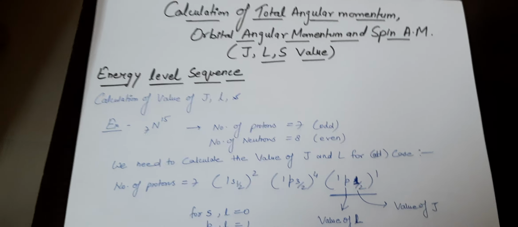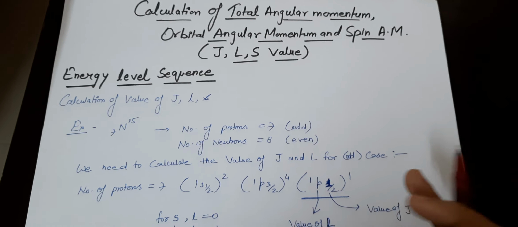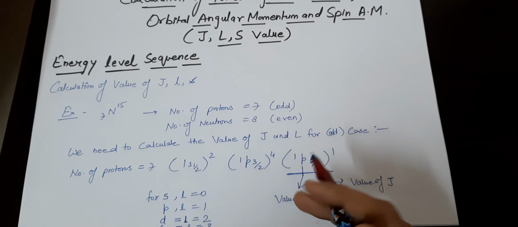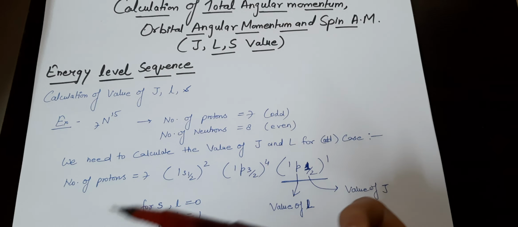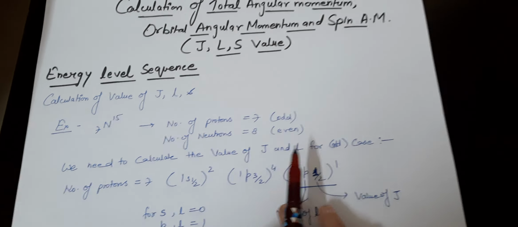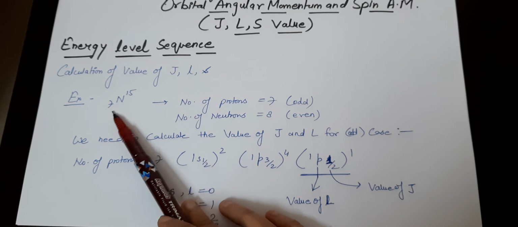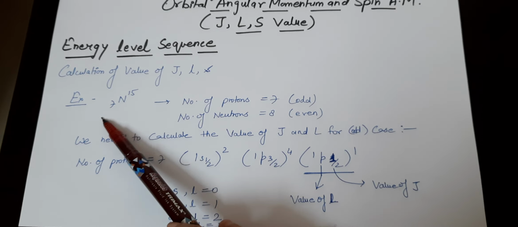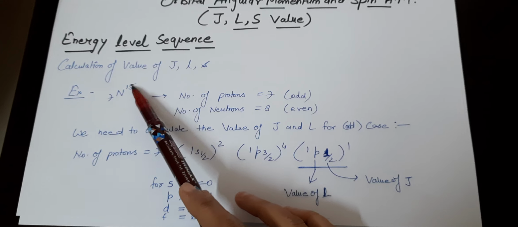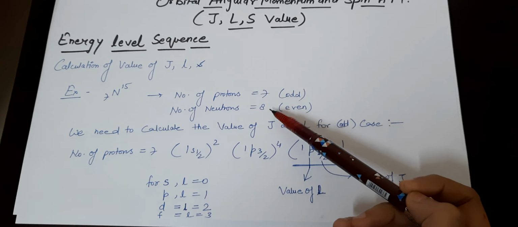First of all, you have to memorize that splitting energy levels and energy level sequence, and after that I can tell you how you can calculate the value of J and L by giving an example. Okay, so let us take an example. I have a nitrogen with 7 protons and 8 neutrons. This is the atomic mass. So the number of protons is 7 and the number of neutrons is 8.